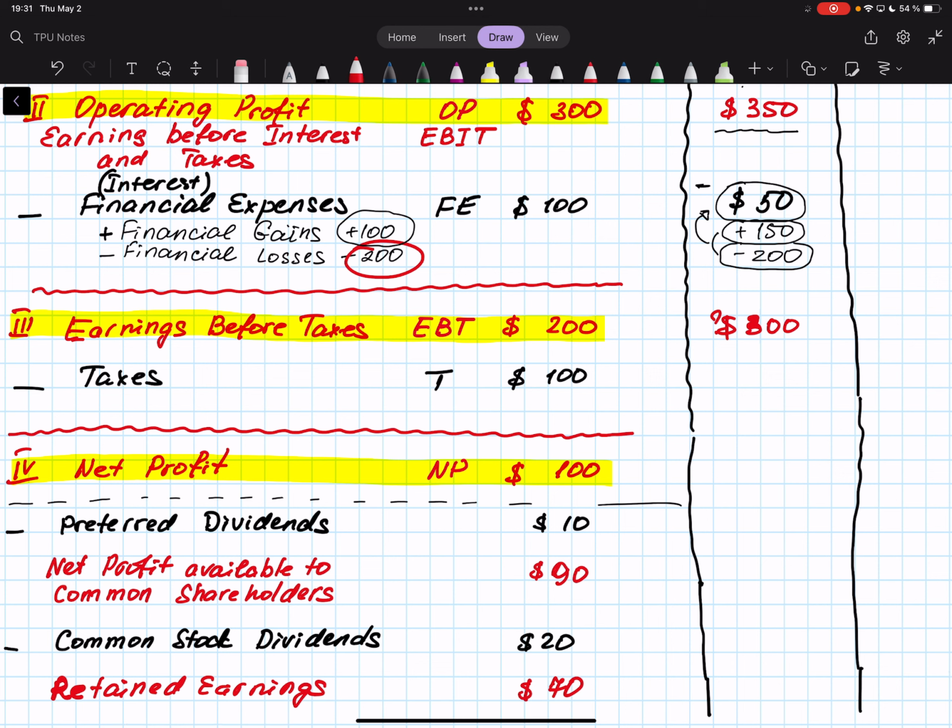Let's say that our taxes this year will be 130. Okay? So in this case, what will happen to our net profit? How much will be the net profit? 170. It's 300 minus 130. Now this is our net profit.